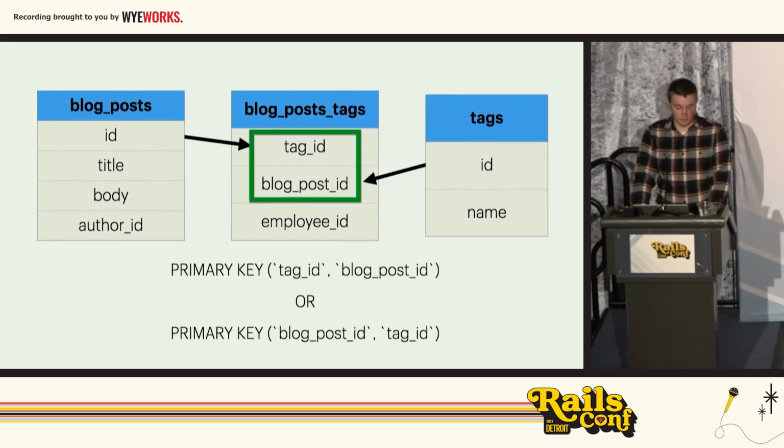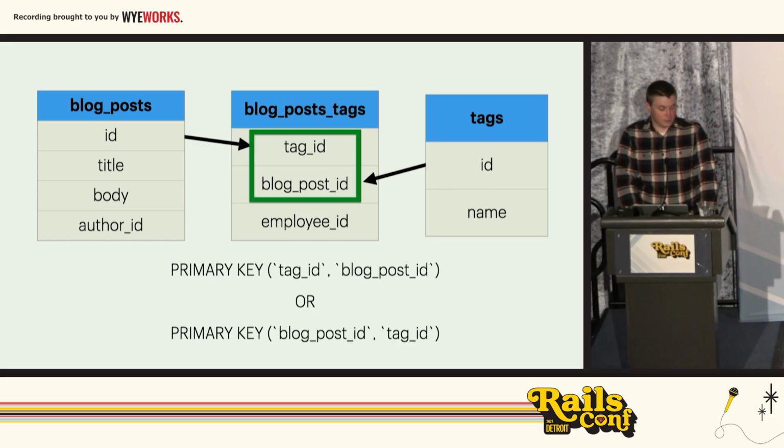When choosing the order of columns in the composite primary key, such as tag ID, post ID versus post ID, tag ID, it's important to consider the types of queries you'll be running most frequently, because in some database engines it will impact performance on certain operations.